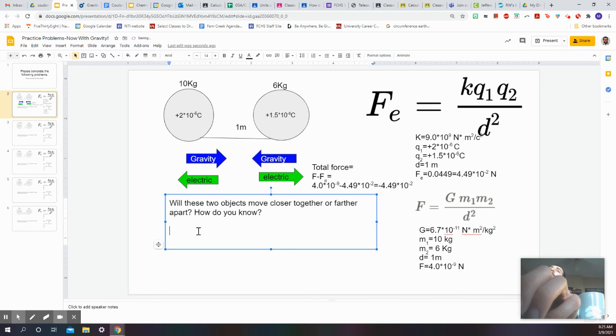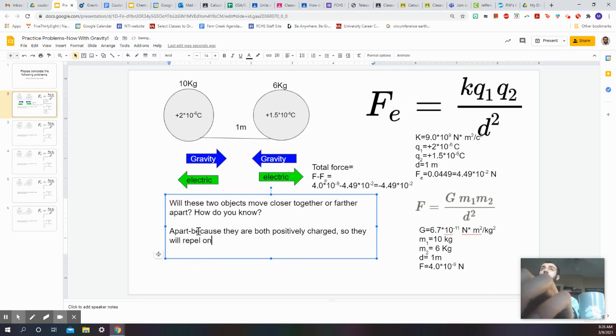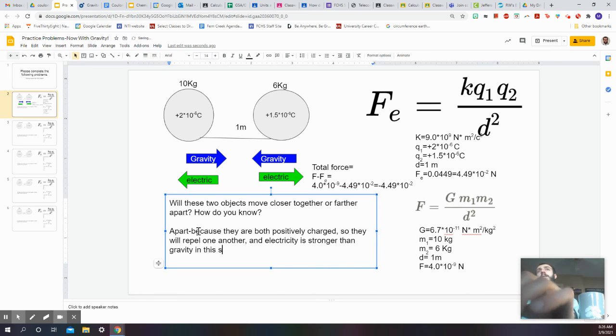So these objects can move apart. And we know because they are both positively charged, they will repel one another. And electricity is stronger than gravity in this case. That's how you solve this problem.